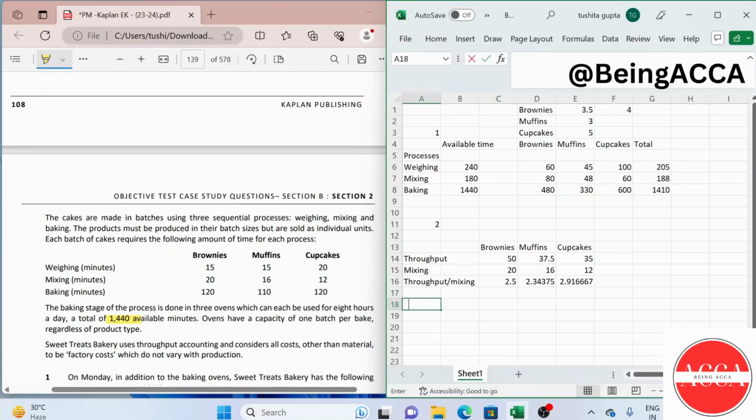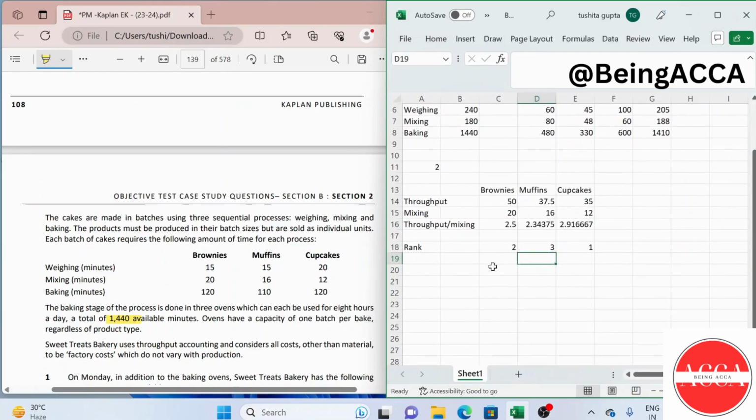So now I can rank these. If I want to rank these, the highest contribution is given to me by cupcakes, then the second highest by brownies, and the third highest by muffins. So this means if I am producing the maximum number of cupcakes, my profit will also be the maximum.